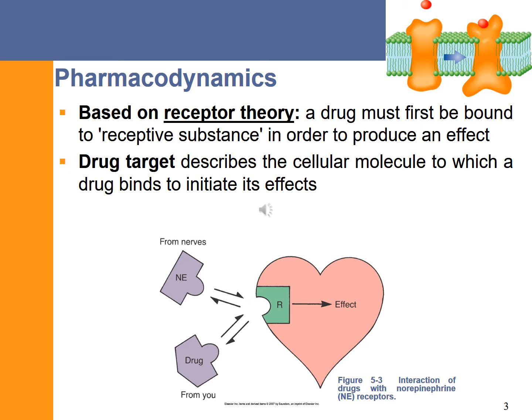So if you look at this figure, you see you have a heart, and the receptors are in green, and the drug is going to bind to that receptor and trigger an effect. If it's a cardiac cell, it can be to reduce the heart rate, so once the drug binds to the receptor, it's going to induce a signal that is going to slow the heart rate.